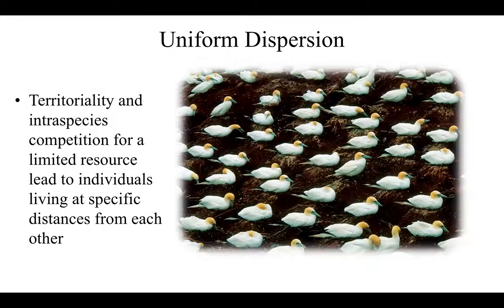The second type is uniform dispersion, and you can see it really well with these nesting birds. They are evenly distributed. Each one has its own territory, and it doesn't infringe on its neighbor's territory. This is territoriality and interspecies competition for a limited resource, and it can lead to individuals living at specific distances from each other.